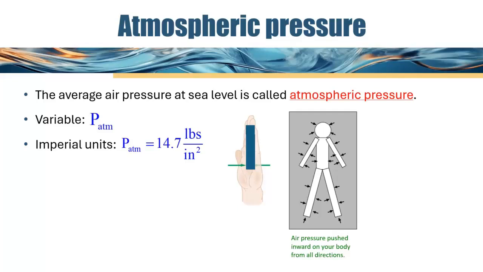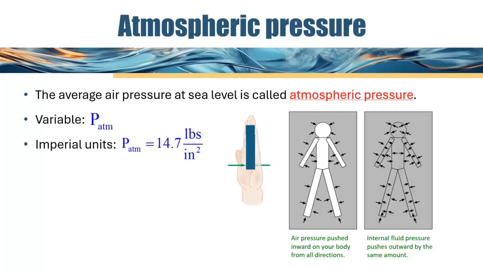That is a lot of pressure, and it seems like our bodies ought to be squished. But interestingly, the fluid pressure inside our cells pushes back out at 14.7 pounds per square inch. Perhaps an evolutionary feat, coincidental, I don't know, but it means that we can remain puffy.